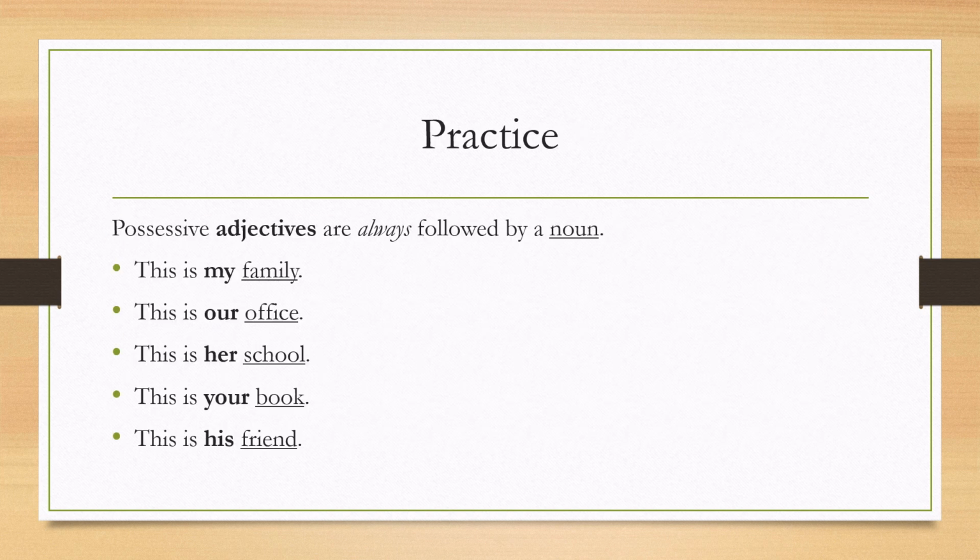Let's practice. Possessive adjectives are always followed by a noun. This makes them easy to identify. Let's look at the 5 examples. This is my family. My is the possessive adjective describing the noun family. This is our office. Again, our is a possessive adjective describing office, which is the noun. This is her school. This is your book. This is his friend.